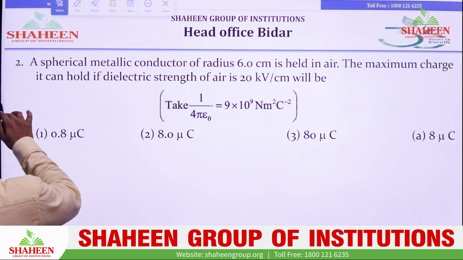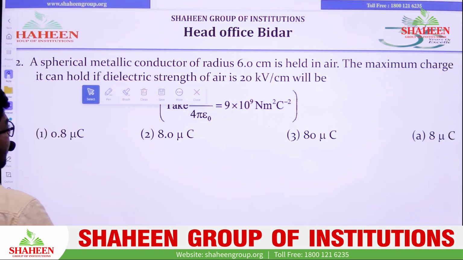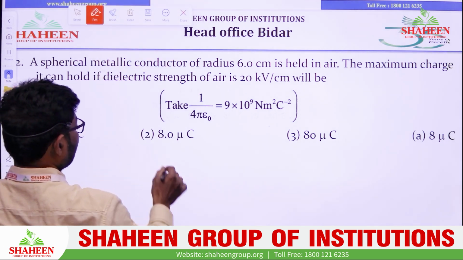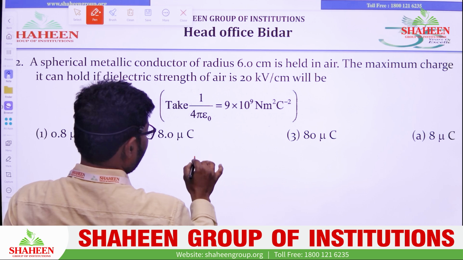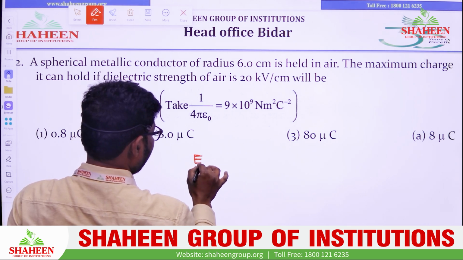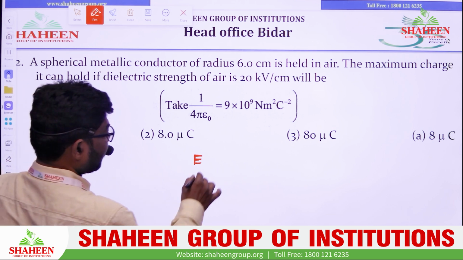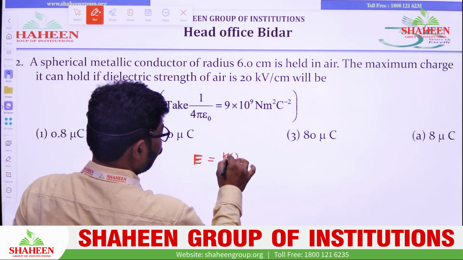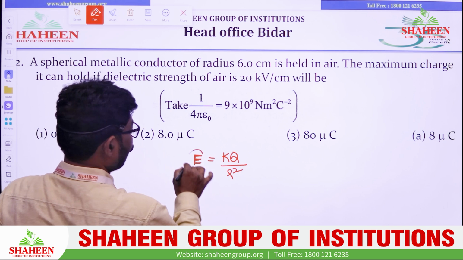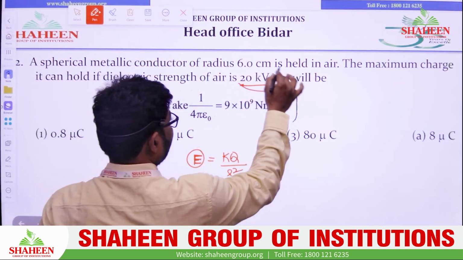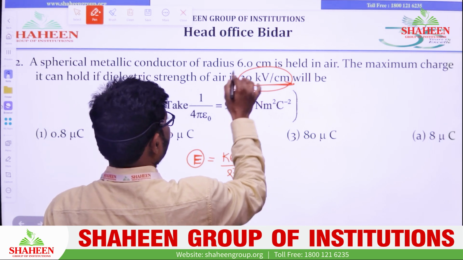What is the maximum dielectric strength? The dielectric strength is nothing but the electric field, the maximum electric field it can withstand without breakdown. The electric field formula you know: E = KQ by R square. The electric field given is 20 kilovolt per centimeter.